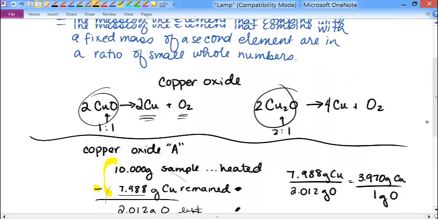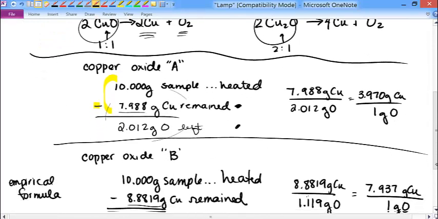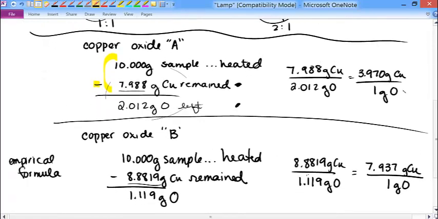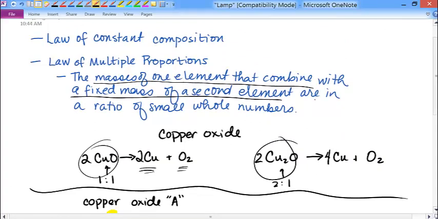All right, let's go back to the definition. The masses of one element that combine with a fixed mass of a second element. Well, that's what we just did. Here's our fixed mass of a second element. We found out how much copper combined with a gram of oxygen for this one, and then we found out how much copper combines with a gram of oxygen for this one. So we've just figured out how much combines with a fixed mass of oxygen. That fixed mass of oxygen is 1 gram. The law says those masses are in a ratio of small whole numbers.